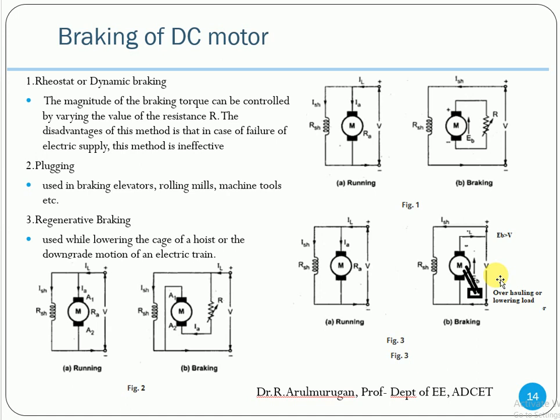40. So it is rotating above the no load speed. Rotating above the no load speed means it acts as a generator. That means it is rotating above the synchronous speed, so it acts as a generator. So that's why it is called dynamic, regenerative braking. So that's all about that.